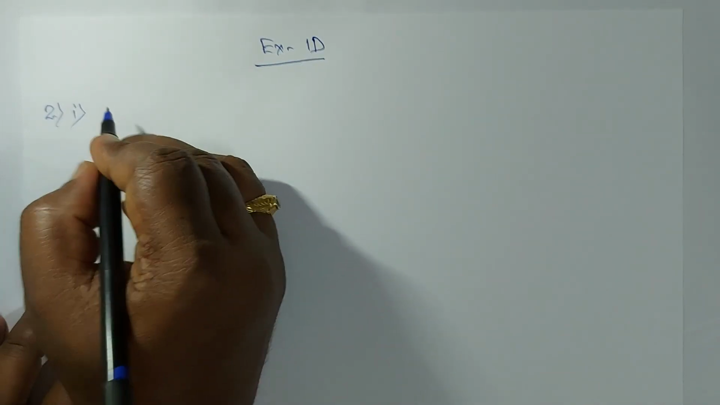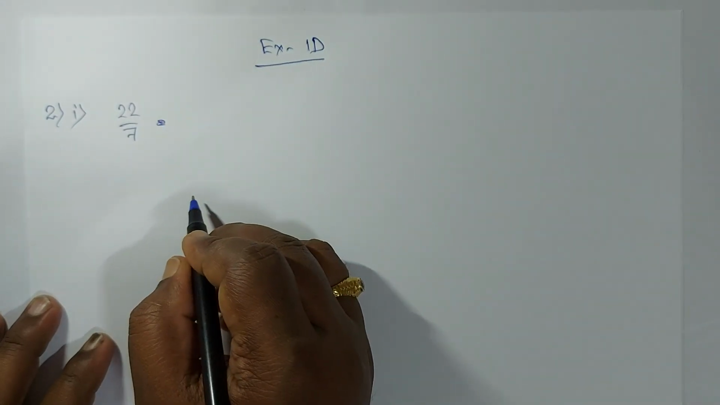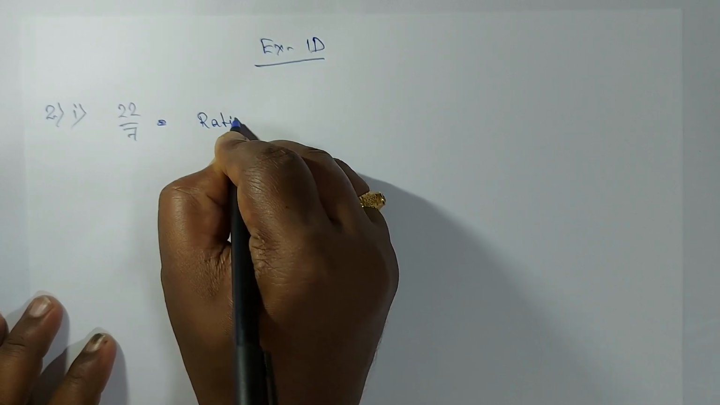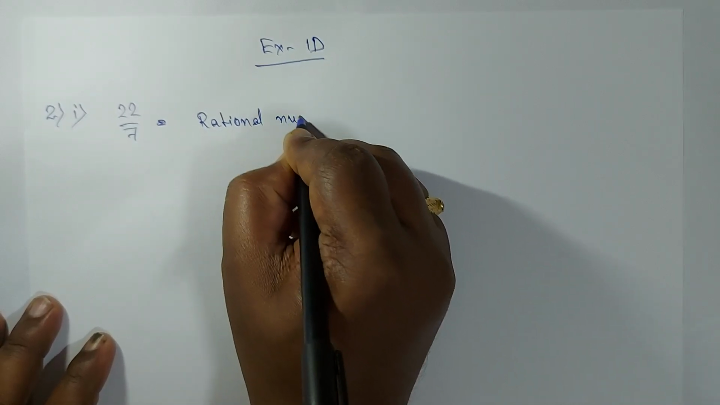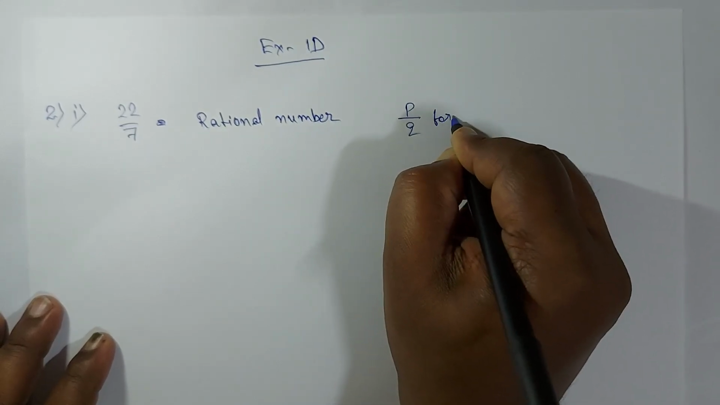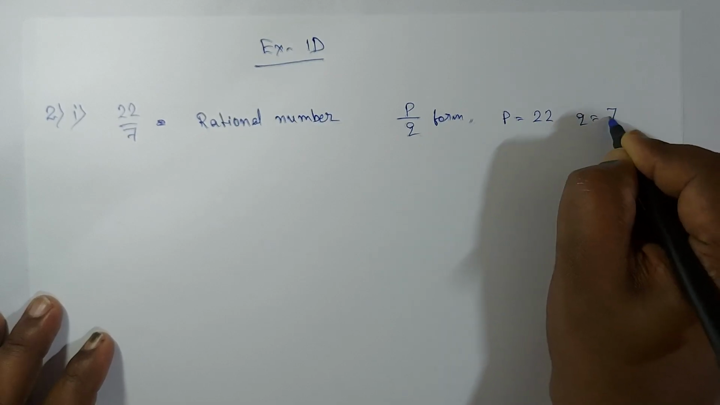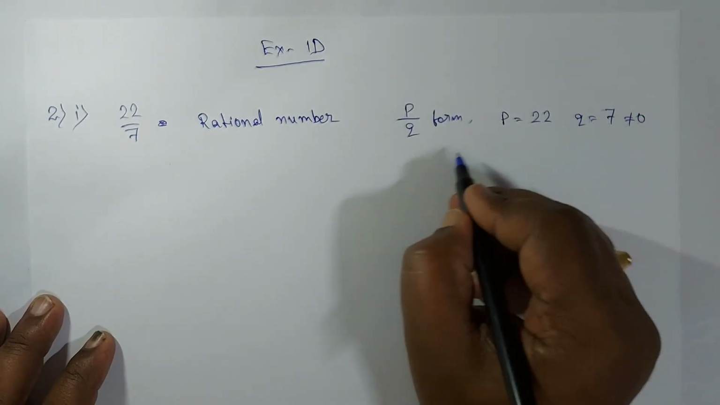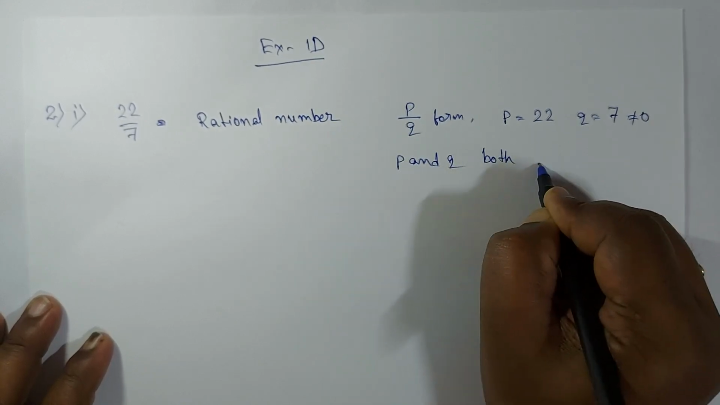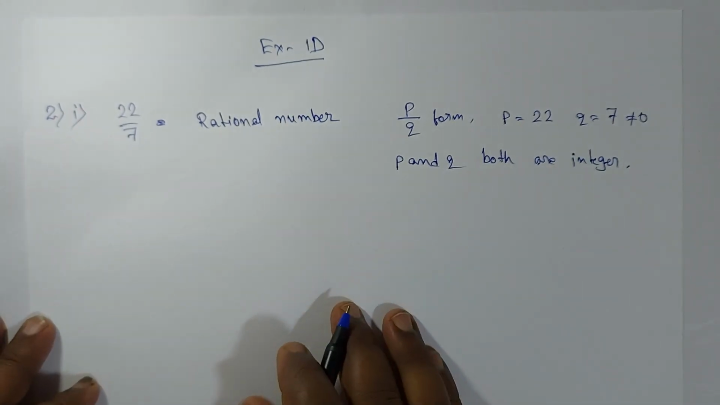22 by 7. Is this a rational or irrational number? This is a rational number. Why? Because this is in p by q form, where p is equal to 22, q is equal to 7, which is not equal to 0. p and q both are integers. That's why.